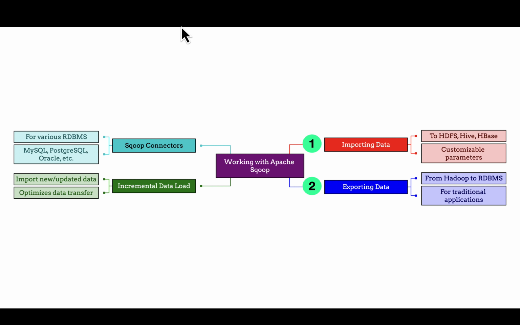2. Exporting data. Sqoop allows the export of data from Hadoop or Hive back to relational databases. This is useful for transferring processed data back to an external database for use in traditional applications.